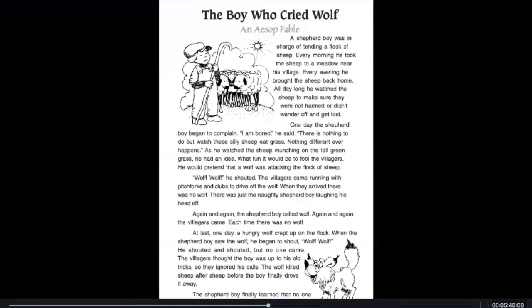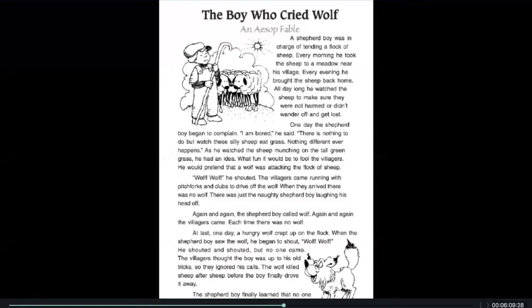A shepherd boy was in charge of tending a flock of sheep. Every morning he took the sheep to a meadow near his village. Every evening he brought the sheep back from home. All day long he watched the sheep to make sure they were not harmed or didn't wander off and get lost. One day, the shepherd boy began to complain.